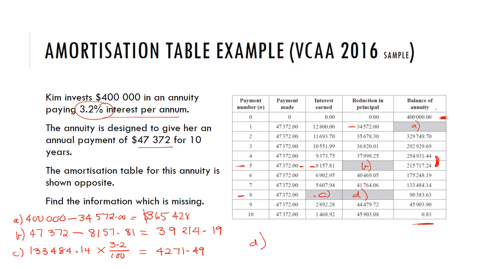And then our principal reduction will be the amount we paid, 47,372, minus our interest earned, $4,271.49, and that gives us that final amount, $43,100.51. So we need to be able to do each of those types of things in our amortisation table. Sometimes you can work it out just by looking at the difference between some different values, and other times we need to use these formulas. Quite often there's more than one way of doing it. It's just being confident of knowing what the information is actually telling you.